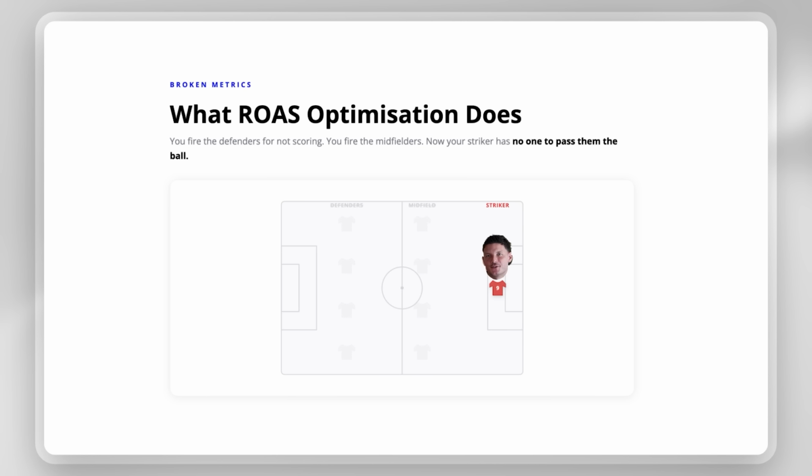ROAS incentivizes you to turn off the very ads that could be the reason the striker is scoring all the goals. And that's literally how I used to optimize ads. Look at the ones with the highest ROAS, turn off the ones with the lowest ROAS, try and scale the ones with the highest ROAS. But typically what happens, you put the budget on, you try and scale it, it does okay for a few days, then it drops off a cliff. And then you're back to square one, on the little hamster wheel, creating new content, trying to fill that creative gap that you've just created for yourself.